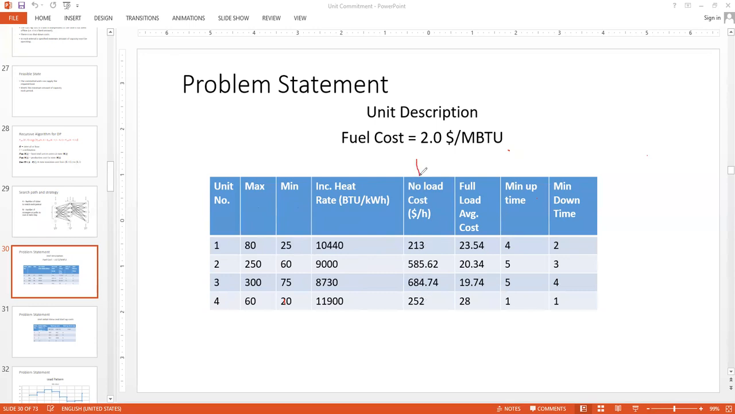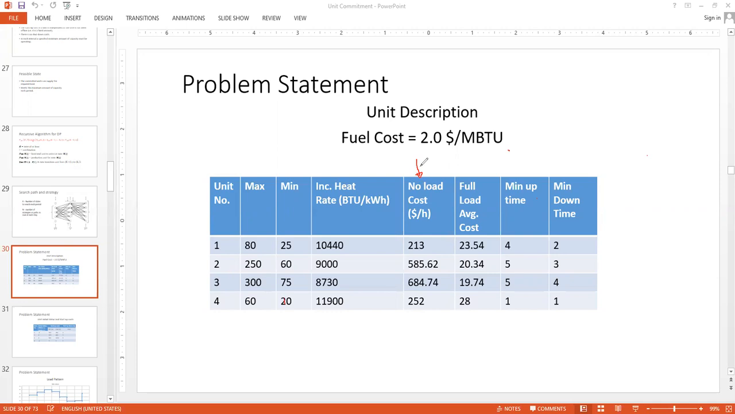What does the no load cost mean? Even if the unit is not supplying any demand, even then there will be some cost. For example, even if the unit is not running, you are running the whole power station, so you have employees, and you have to pay the salaries and wages. There is also routine maintenance work to be done for each of the units. So these are costs which are not actually related to your production.